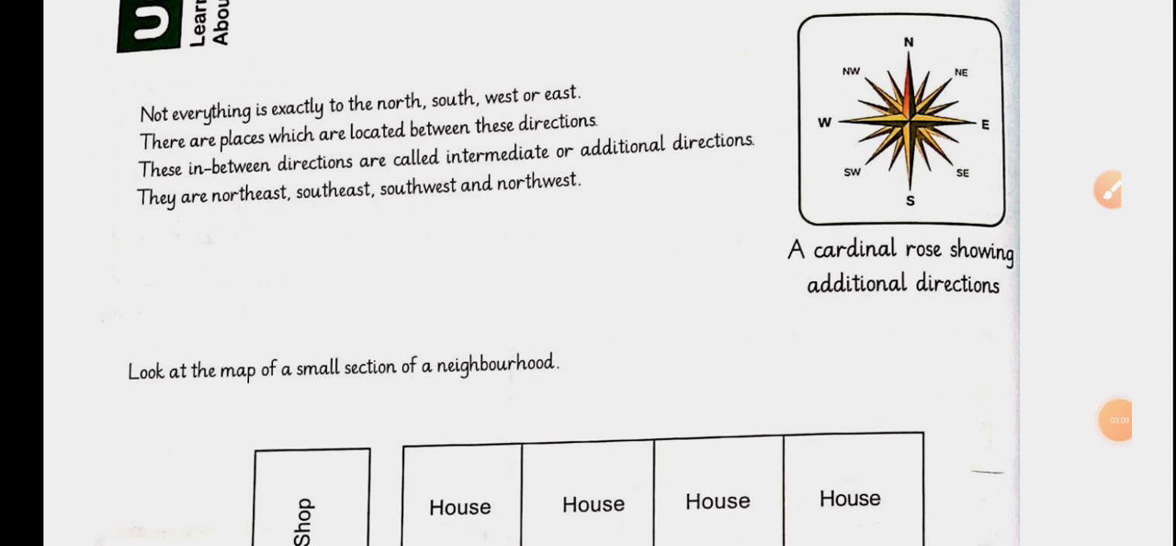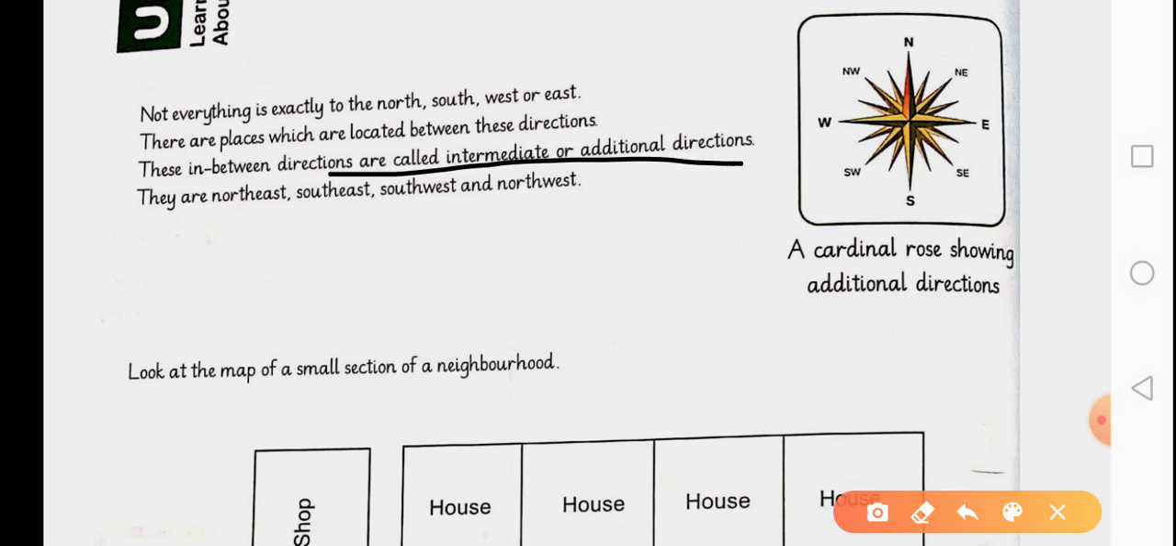However, students, it is important to remember that other than the 4 directions, there are directions that are called in-between directions, or intermediate or additional directions, because not everything is present in the north, south, east, or west. There are things that are present in between the two directions.